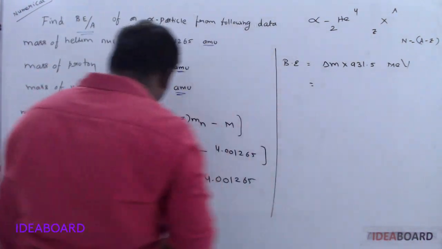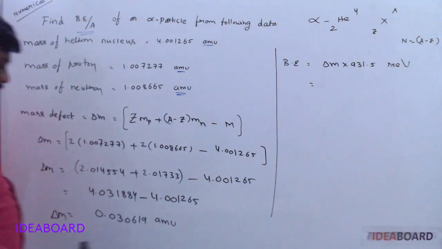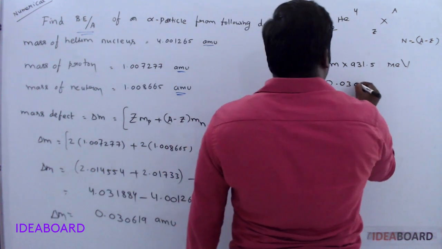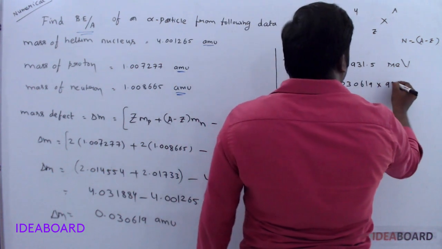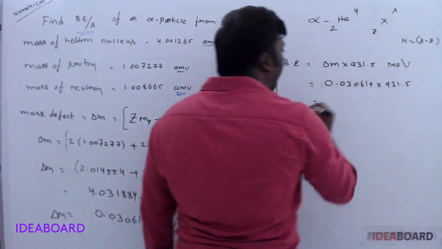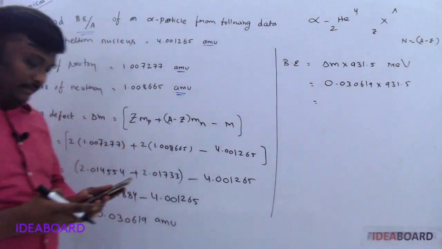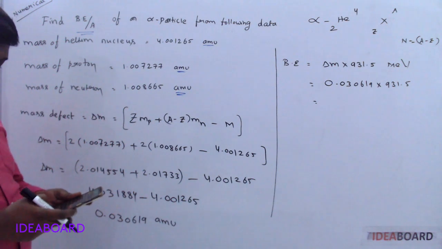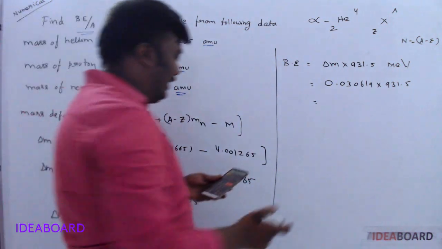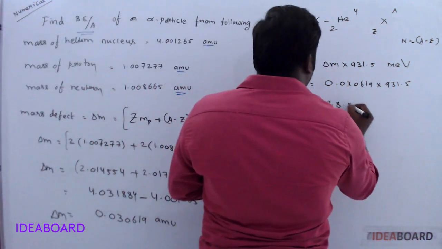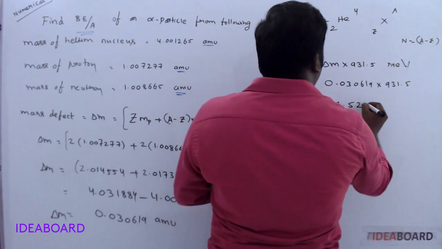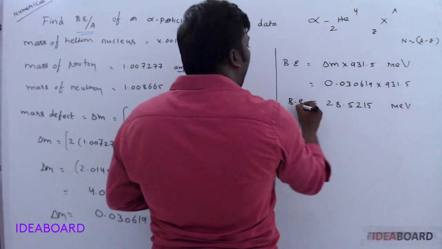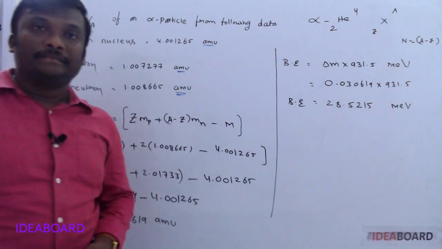So we got the mass defect. What is the value of the mass defect here? 0.030619 into 931.5. Both are multiplied. Then we got 28.5215 MeV. This is the binding energy of the alpha particle.